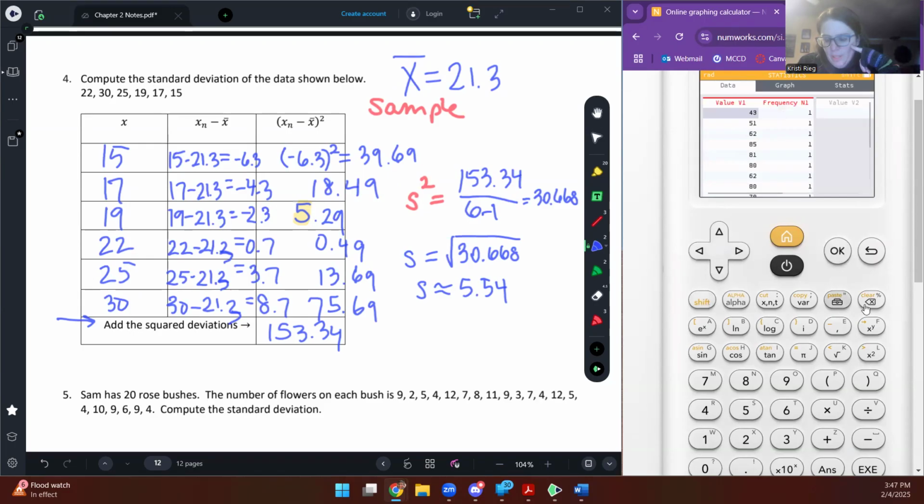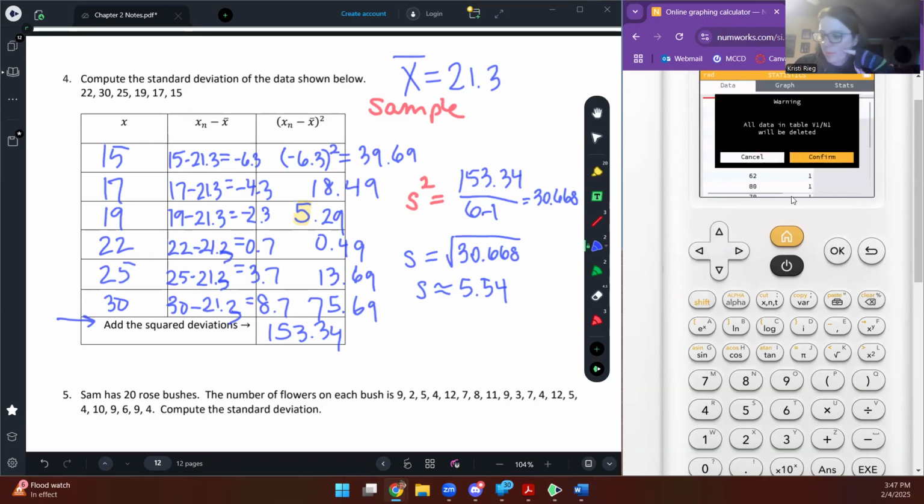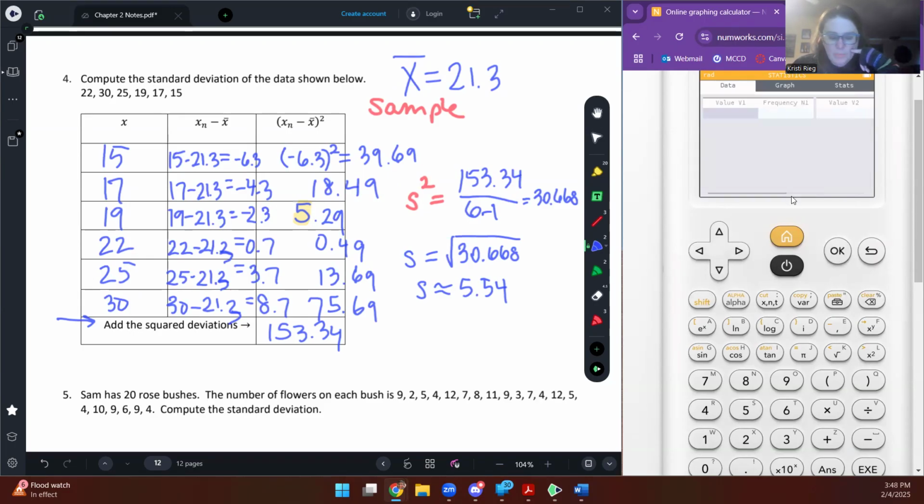I'm going to clear whatever mess I had in there from before. And I'm just going to type in my list. So I have 22, 30, 25, 19, 17, and 15. Easy peasy. I just have to type in those 6 numbers and I'm done. Numbers, remember, are over on stat, so I hit OK.